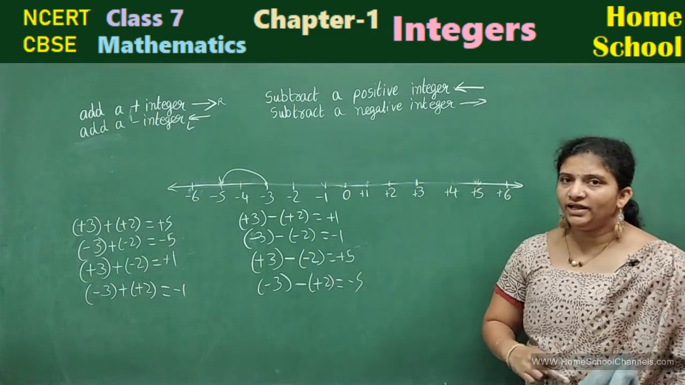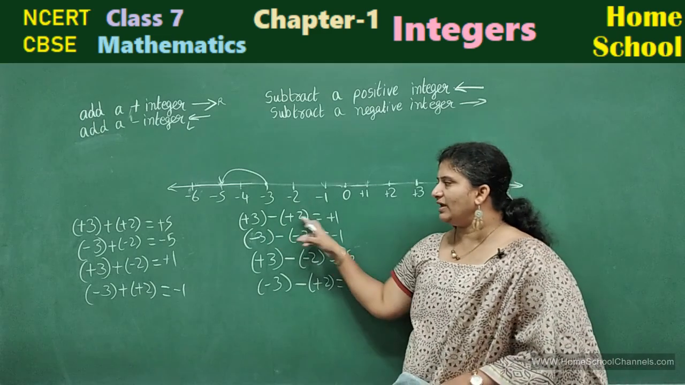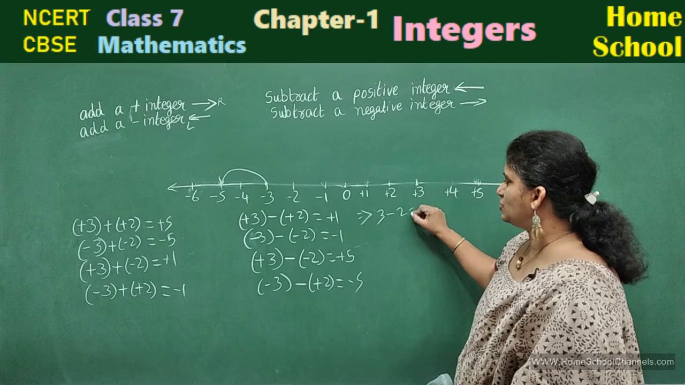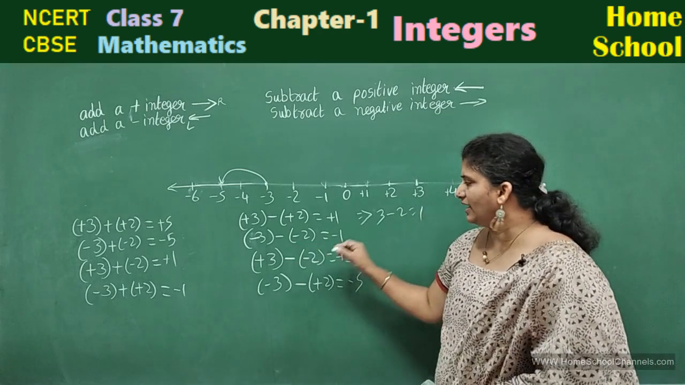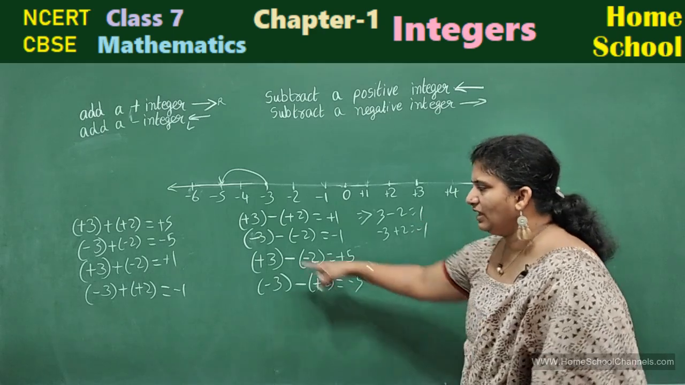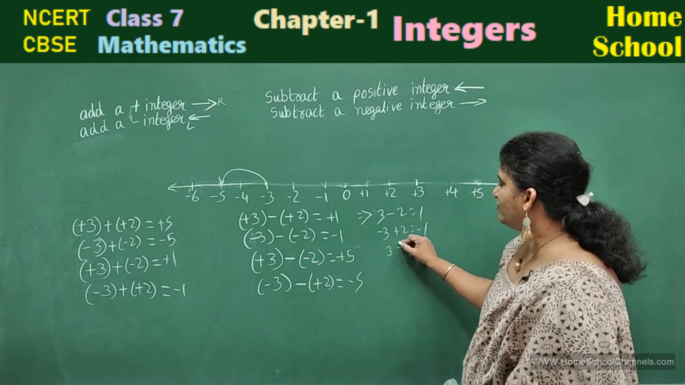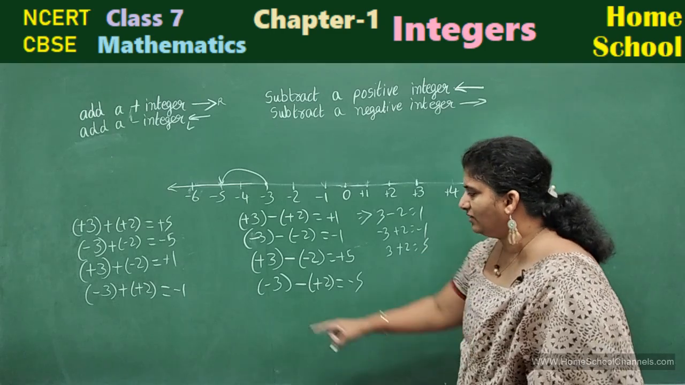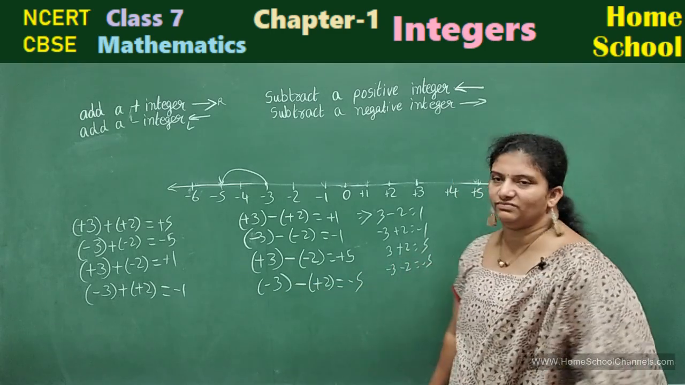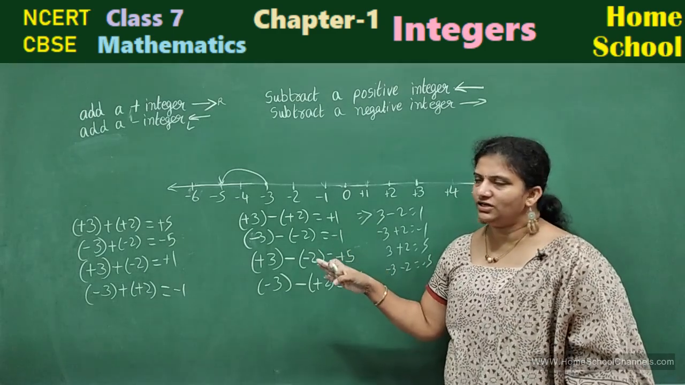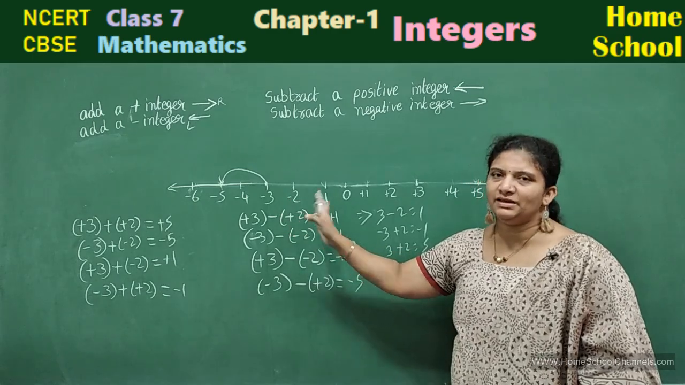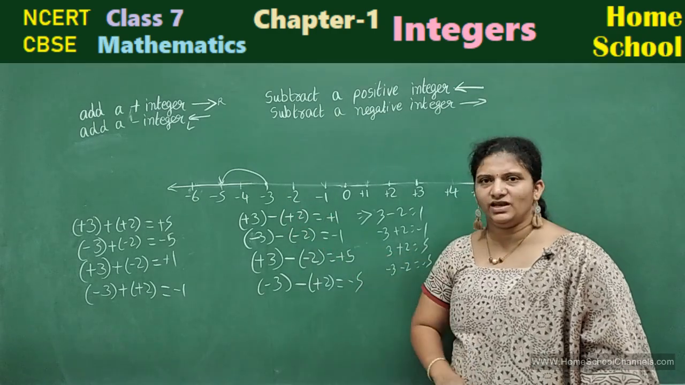Okay, now normally let us check here. So you can rewrite this as 3 minus 2 is equal to 1. And you can rewrite this as minus 3 plus 2 is equal to minus 1. And you can rewrite this as 3 plus 2 is equal to 5. And here minus 3 minus 2 is equal to minus 5. Subtraction is a reverse of addition. When you have a subtraction, directly you can put a plus sign and change the sign in the bracket. That is additive inverse of the number.